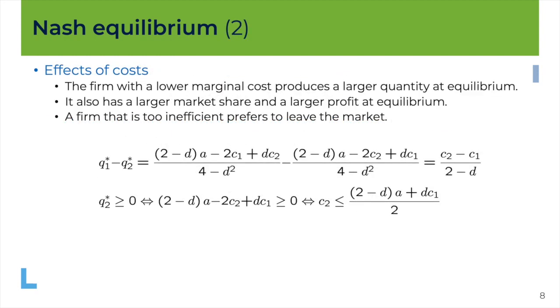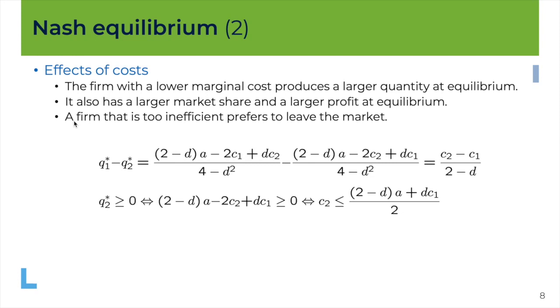Just to make sure, what is the effect of cost? Here what we do is to compute the difference between Q1 and Q2 at the equilibrium, and we see that this difference is proportional to the opposite of the difference in cost. So how do we read this? If C2 is larger than C1, so if firm 1 is more efficient than firm 2, it has a lower cost, then firm 1 will produce a larger quantity than firm 2. So the firm with a lower marginal cost produces a larger quantity at equilibrium, which is to say that it has a larger market share, and you can check that it will also have a larger profit at equilibrium. So that's very intuitive.